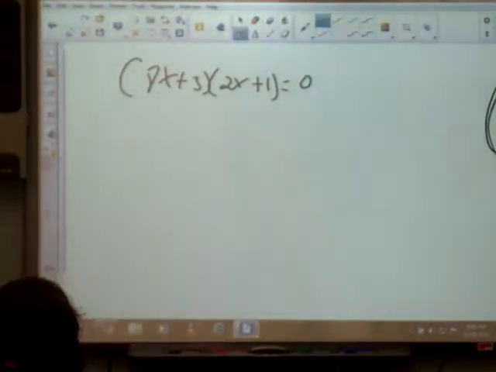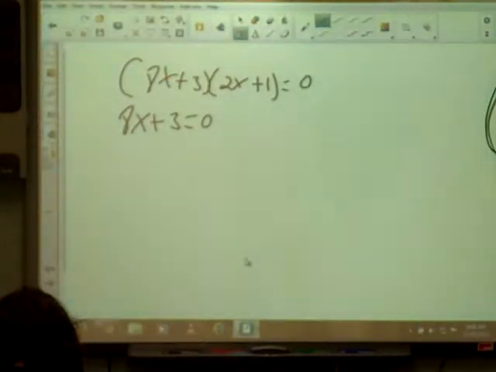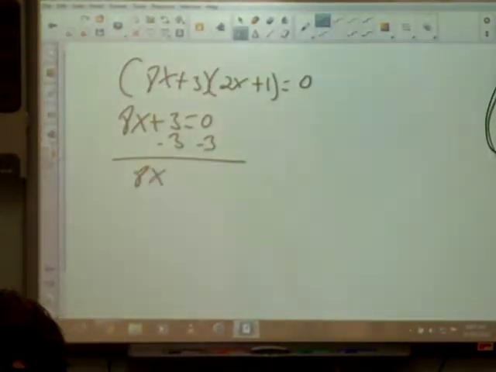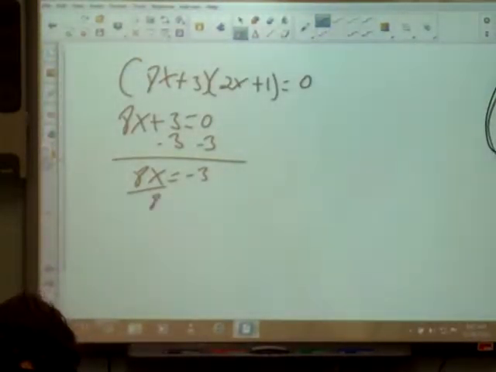So I'm going to take my first one there, 8x plus 3, set that equal to 0. Now I've got a two-step equation. What is step one? Subtract 3. So that gets me 8x is negative 3. Then what's the last step? Divide by 8. So x would be negative 3/8. So there's one of our answers.